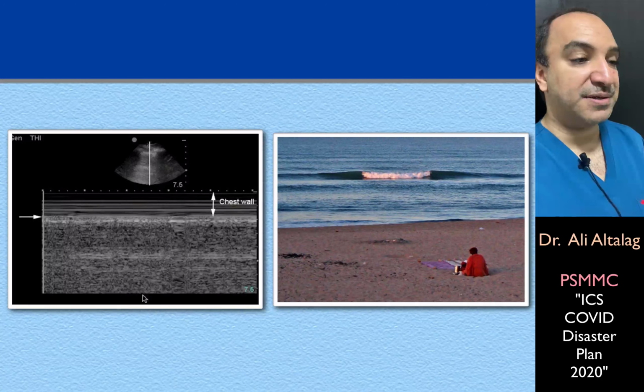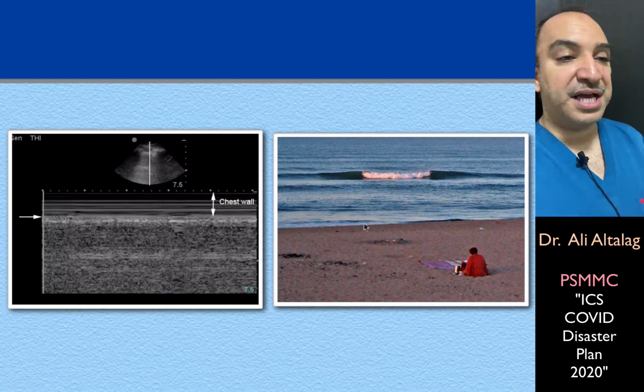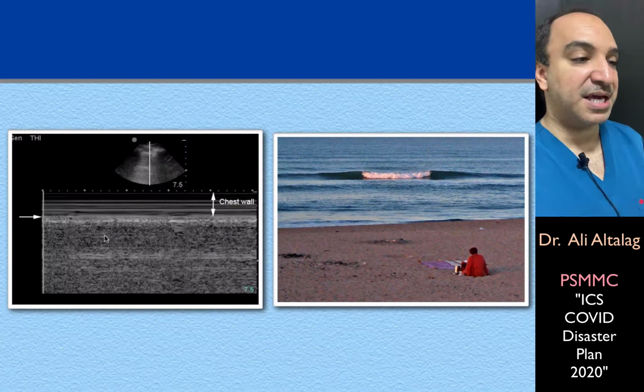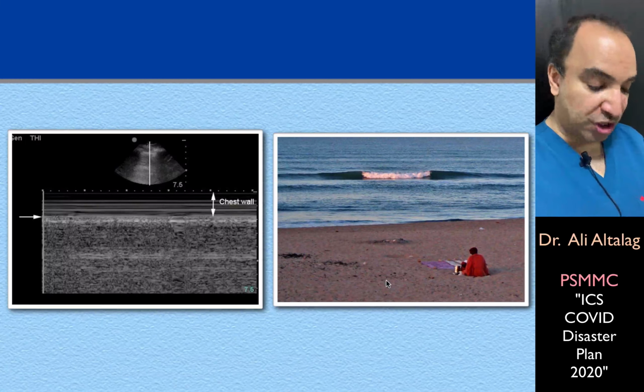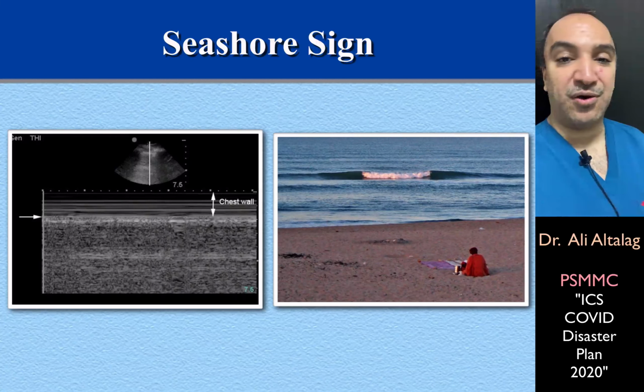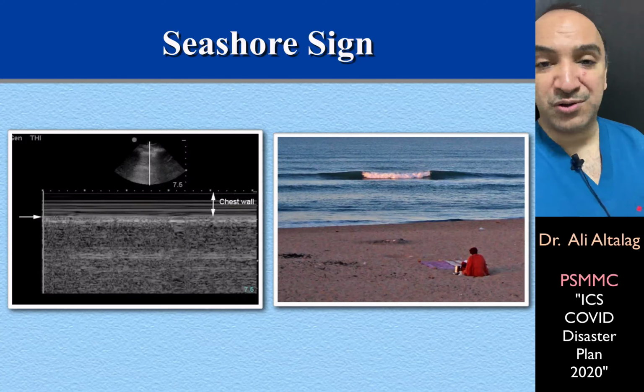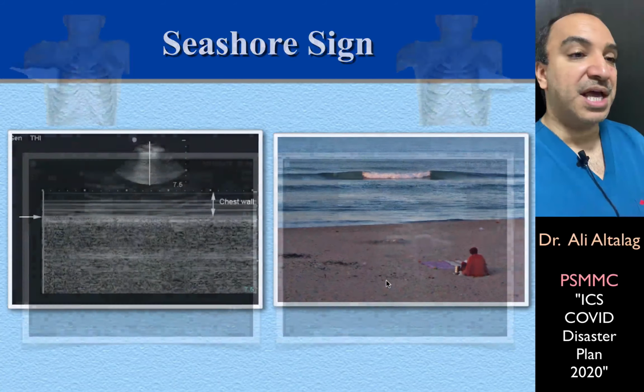This is the chest wall, and this is the lung. And as you see, the chest wall looks like the waves of the sea, and the lung looks like the sand of the shore. So the Seashore Sign is another sign that rules out pneumothorax beneath the transducer.